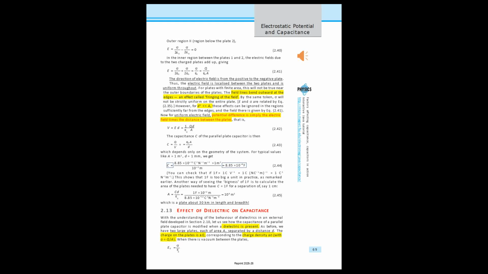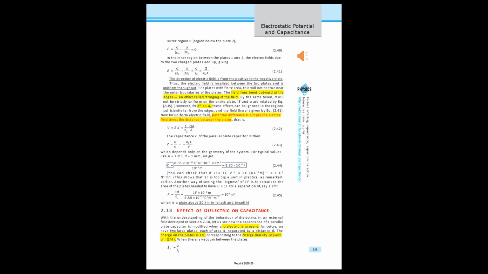Now for uniform electric field, potential difference is simply the electric field times the distance between the plates, which is given by the equation 2.42. The capacitance C of the parallel plate capacitor is then given by the equation 2.43, which depends only on the geometry of the system. For typical values like A equals 1 meter square and d equals 1 millimeter, we get the value of C as given by the equation 2.44. You can check that 1 F equals 1 C V^-1. This shows that 1 F is too big a unit in practice, as remarked earlier.